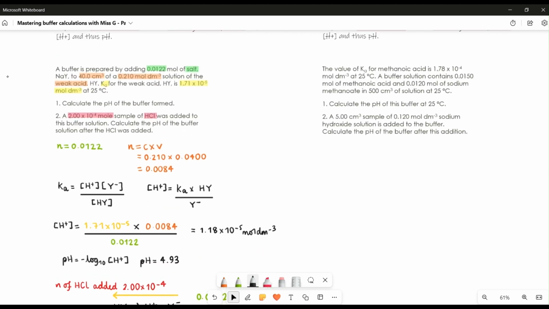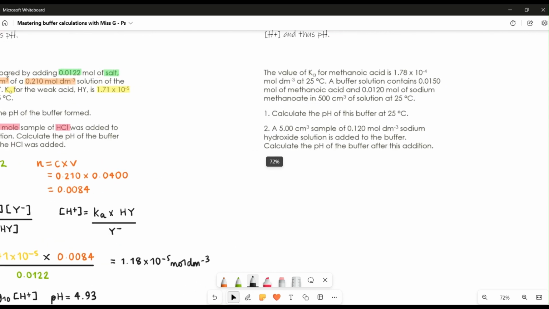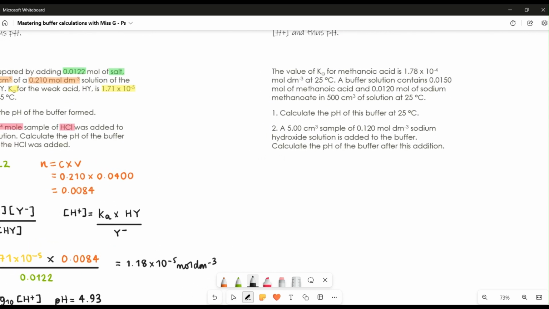So let's have a look at the second example, which is dealing with addition of an alkali to our original buffer solution. Again, part 1 is going to be calculating just the pH of the buffer initially, and then in part 2 we're going to be adding sodium hydroxide this time to the buffer. So the value of Ka for methanoic acid is 1.78 times 10 to the minus 4 moles per decimeter cubed at 25 degrees.